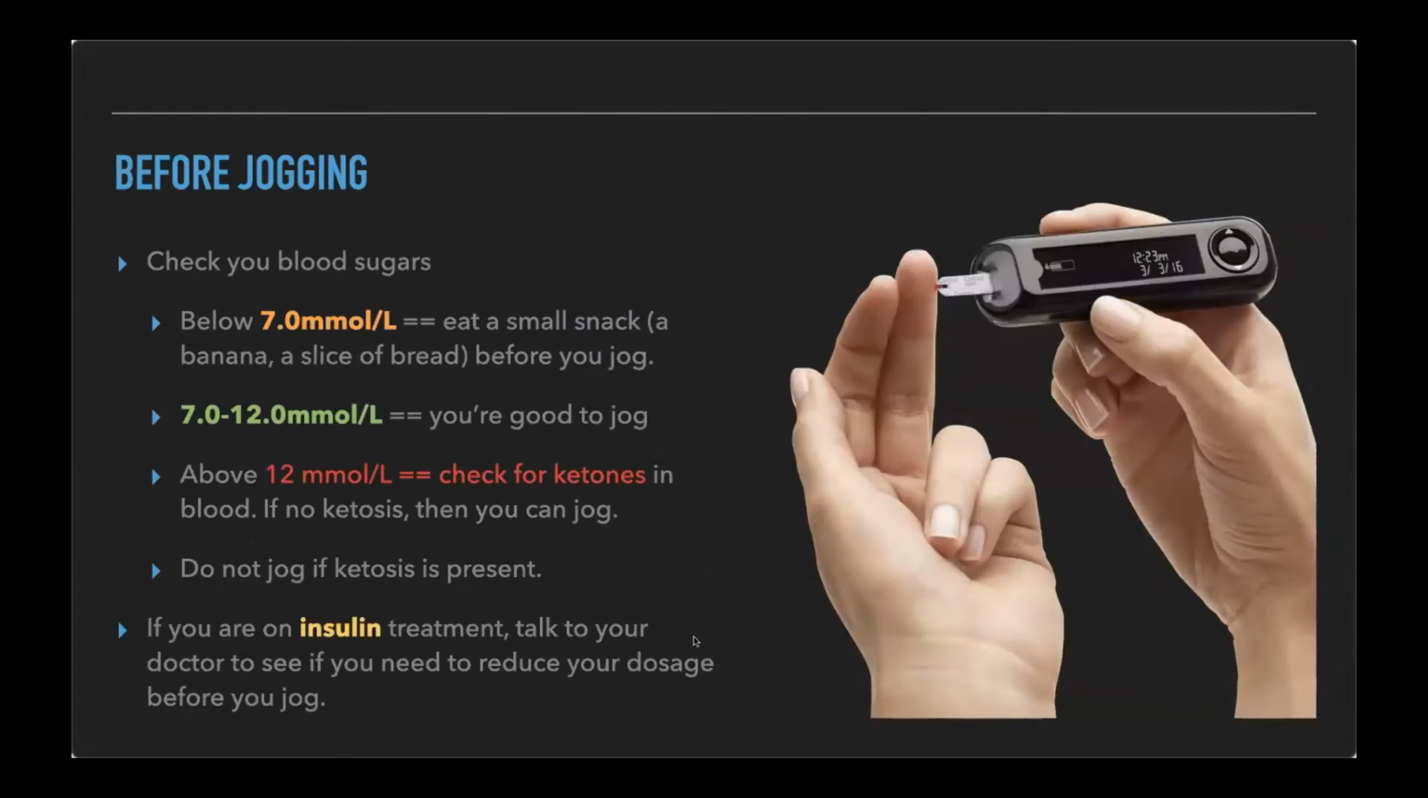The first thing you need to do is to check your blood sugars. If your blood sugar level is below 7 millimoles per liter, eat something small, for instance, a banana or a slice of bread before you jog. If your blood sugar level is around 7 to 12 millimoles, you're good to jog without snacking. If your blood sugar levels are above 12, it's best if you check for ketones, because if you have ketosis, you are not recommended to jog.